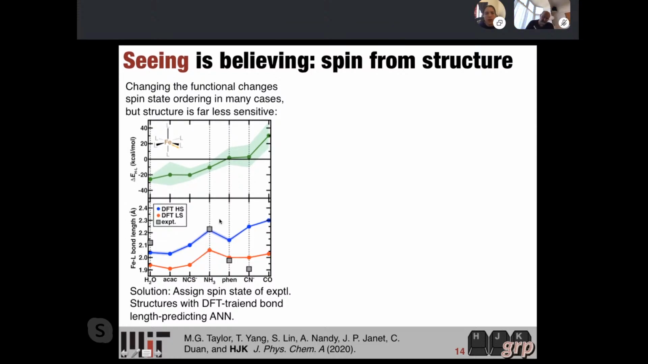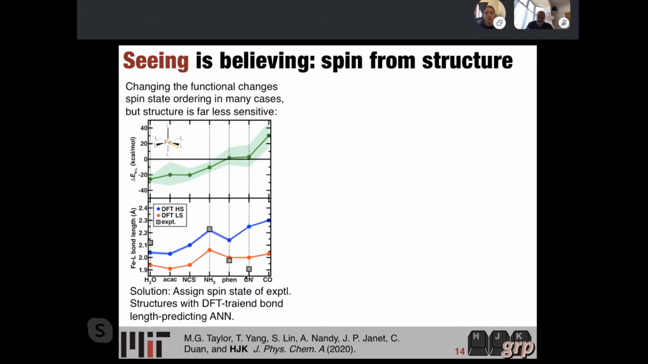But at the bottom here, what I'm showing is our DFT bond lengths. So for the same range of functionals, you almost can't see the shaded region. As I vary from 10 to 30% around the 20% data, the bond lengths stay almost the same. And the high spin bond length is almost always longer than the low spin bond length. So what I've overlaid here is experimental crystal structures. And based on the bond length, you can see very unequivocally that two of these experimental complexes are high spin and two are low spin. And we can see this without any uncertainty.